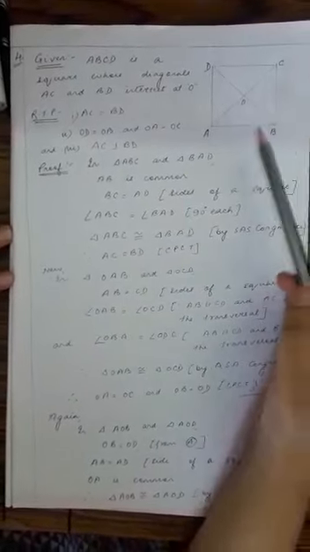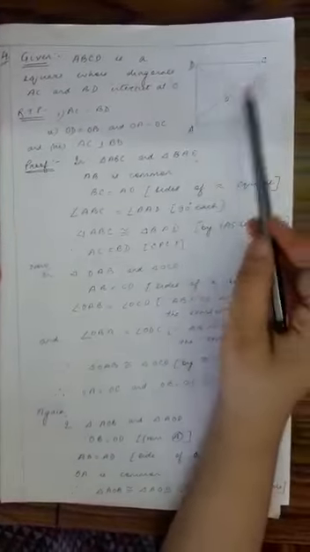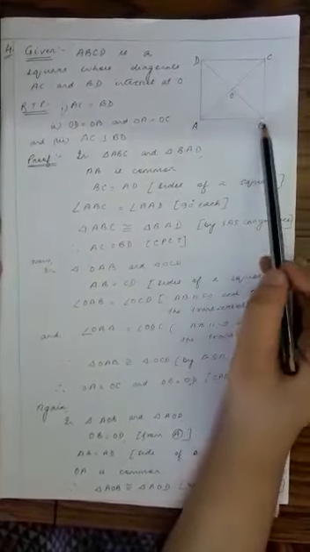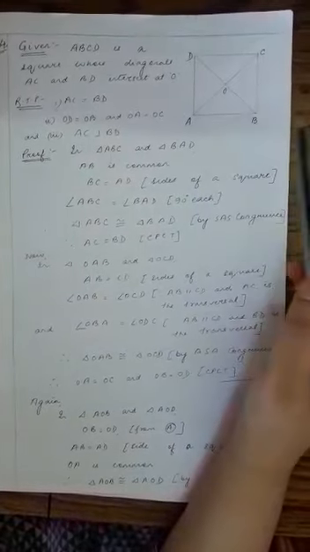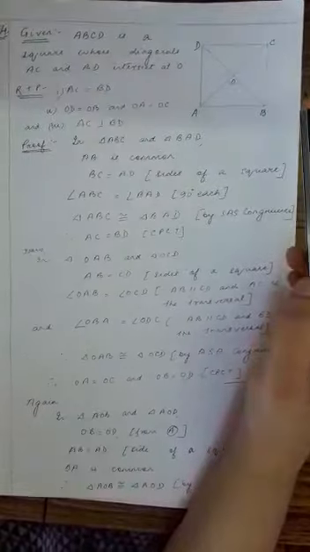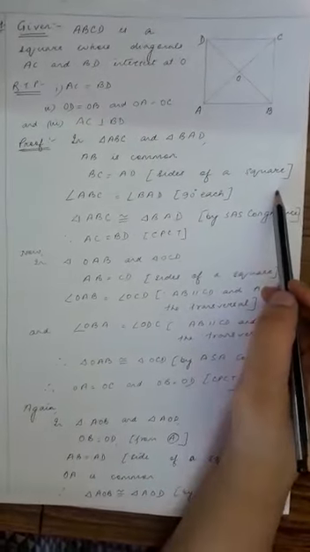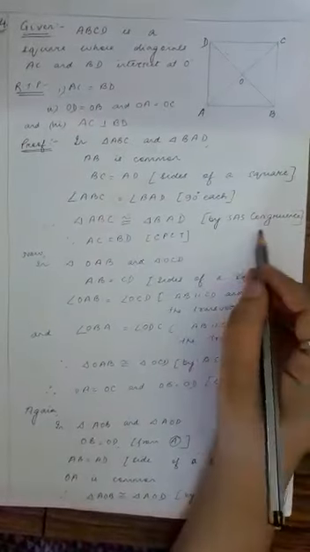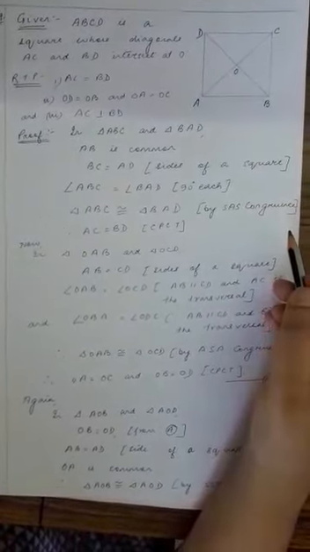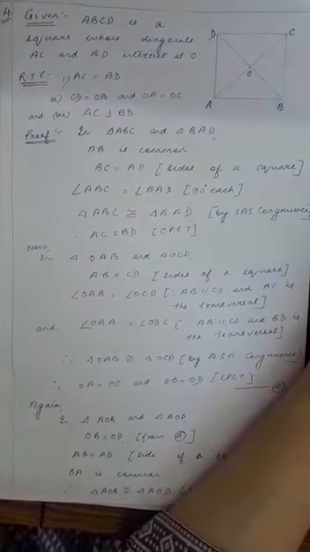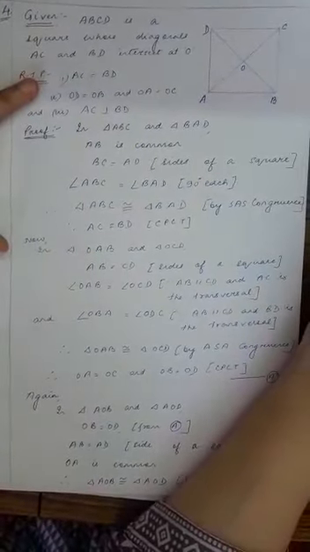In these two triangles we see that AB is common, BC is equal to AD because they are the sides of a square, and angle ABC is equal to angle BAD because they are 90 degrees each. Since it is given that it is a square, this one will be 90 degrees. So from these three criteria we can say that triangle ABC is congruent to triangle ABD by SAS, side angle side congruency. Now if these two triangles are congruent, then AC is equal to BD by CPCT, corresponding parts of congruent triangles. So the first proof is done.